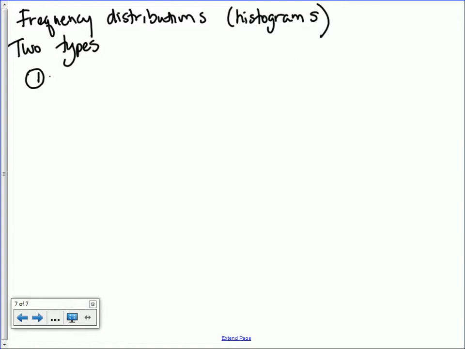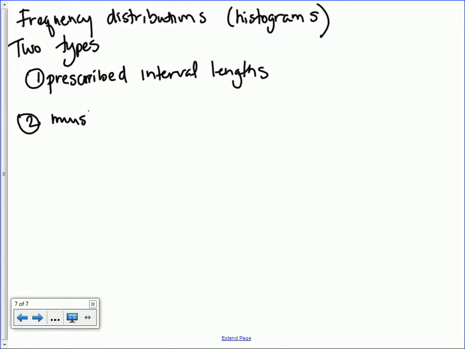The first type is where you have prescribed interval lengths. And the second type is where you must create the interval lengths. Of course, the prescribed one is easier than the ones where you have to create them yourself.